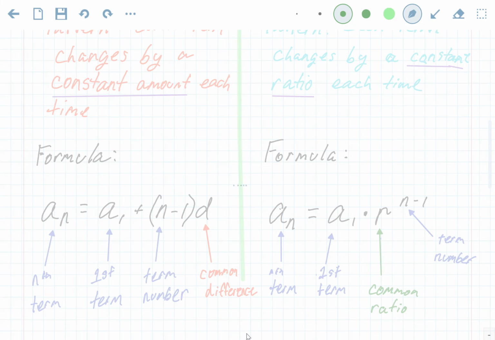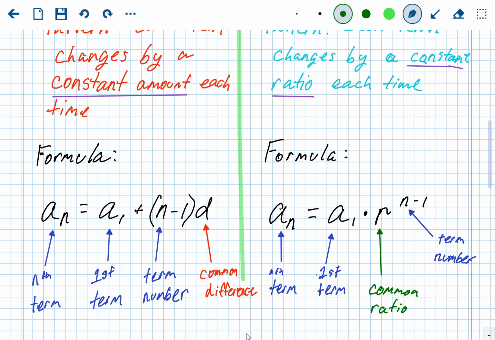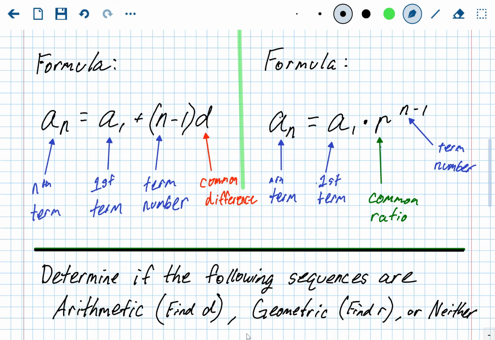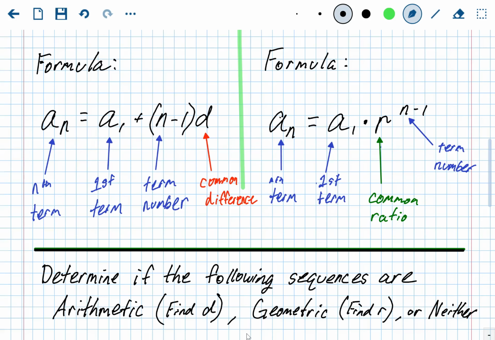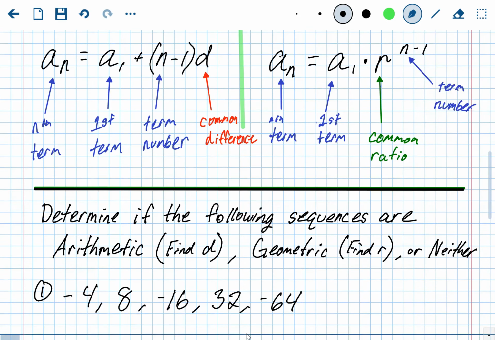Let's look at some patterns real quick and see if we can find the difference without looking at a formula. Just looking at a sequence, can we see what type of sequence it is? All right, so I wrote down some sequences below. We're going to determine if the following sequences are arithmetic. If it is, find d, the common difference. Geometric. If it is, we're going to find r, which is the common ratio, or neither. Again, because not all sequences are one of these two. There's a bunch of different types of sequences.